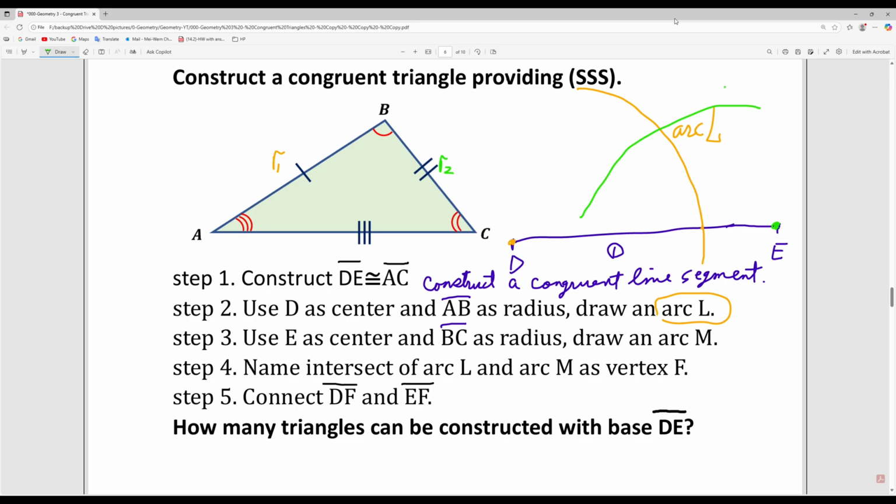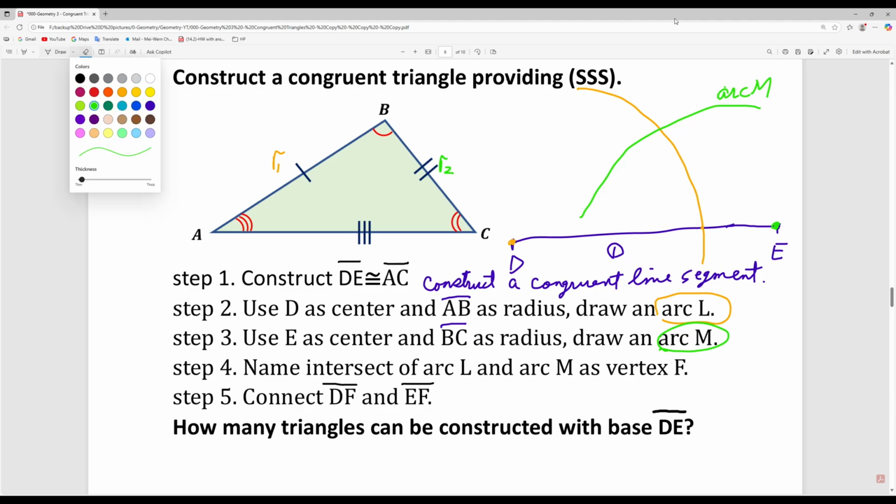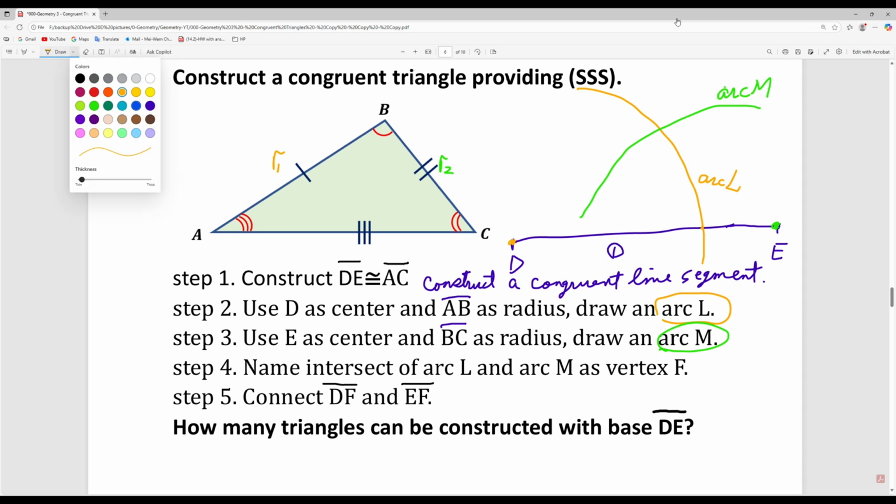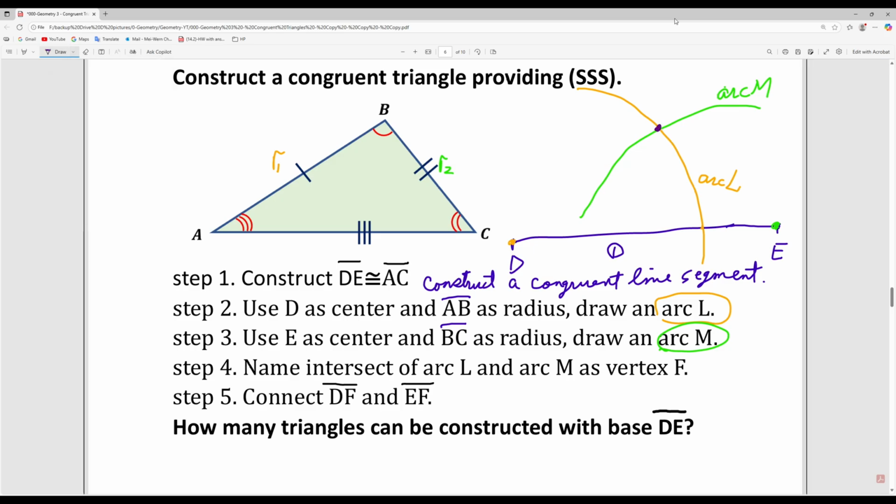Okay, so I say this, and then we call it arc M. Okay, let me make sure this is L, and this arc M different. Now arc L and M intersect at one point. This one, F.